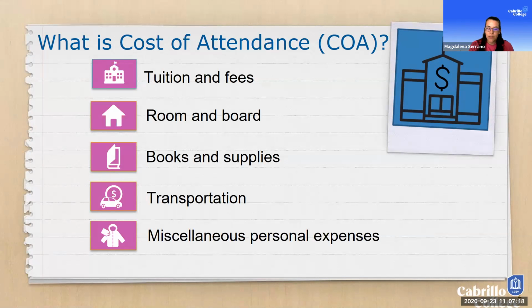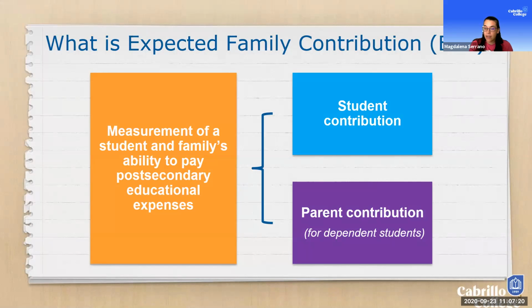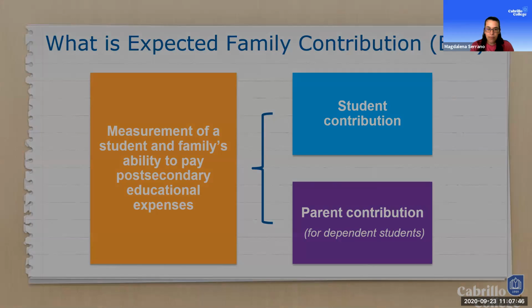So then from there, the other term that we use is your expected family contribution, or EFC. The EFC basically is a measurement of how much money the federal government believes that you and your family are able to contribute to your education. That includes both the student contribution as well as the parent contribution, if you're a dependent student. And we'll go into dependency status in a bit.